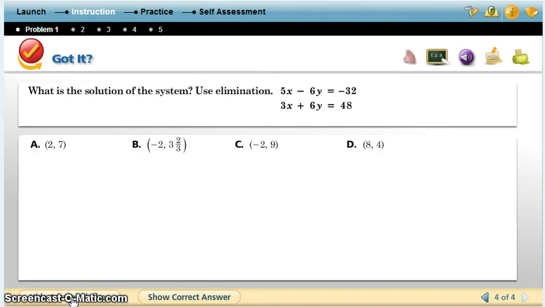So clearly, if your choice is not up there, if your answer is not up there, you need to go back and double check your problem. Maybe you used addition instead of subtraction. Maybe you used subtraction instead of addition. So you need to be real careful with that. Pause the video and try this problem.